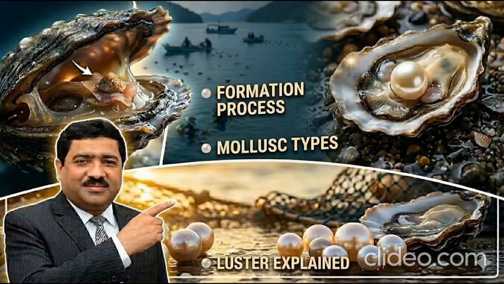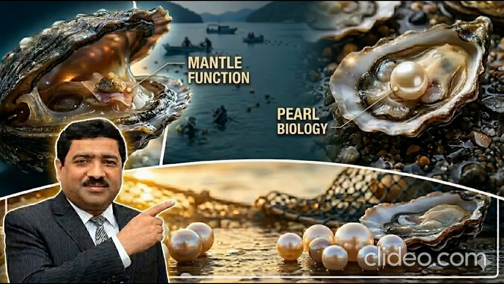To understand pearl formation, we first need to understand pearl oysters. Pearl oysters belong to the phylum Mollusca and class Bivalvia. Bivalves are aquatic animals with two shells joined by a hinge. Examples include oysters, clams, and mussels.